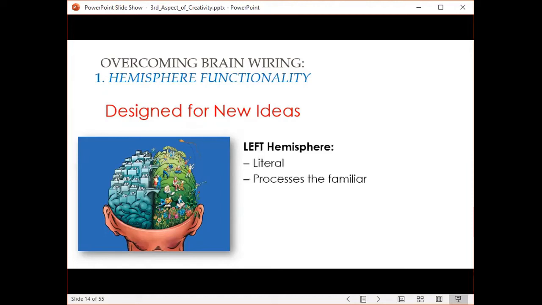So the left hemisphere, as we mentioned, is seemingly the literal hemisphere. And it's the hemisphere that is used to working when we're being exposed to something we've already been exposed to. So if you learn a language, and by the way, all of these references to right and left hemispheres are done with patients who are mainly right-handed. So this very clear distinction is not necessarily the case for those that are left-handed.